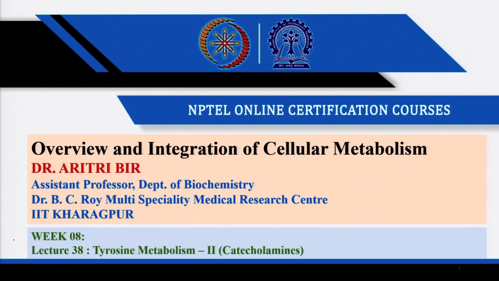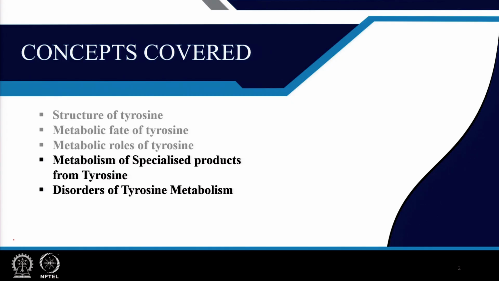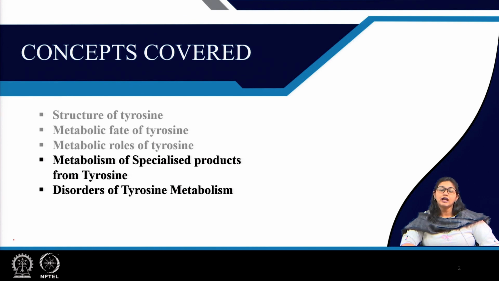Hello everyone. So, we were in the discussions of the NPTEL lecture series, the subject overview and integration of cellular metabolism. In the last class, we have discussed regarding the tyrosine amino acid metabolism, how tyrosine is catabolized as well as different inborn disorders of tyrosine catabolism, tyrosinemias and alkaptonurias. Now, here we are going to discuss different important products which are synthesized from tyrosine and their related disorders.